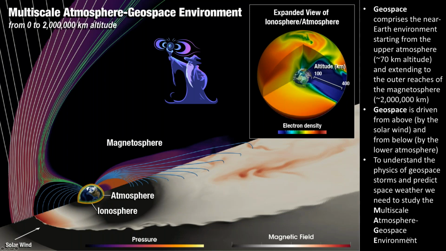Geospace comprises the near-Earth environment that starts at about 70 kilometers altitude, so that's the upper atmosphere, and extends to the outer reaches of the magnetosphere. That's that protective cocoon surrounding the Earth, formed by its magnetic field, and it can extend all the way to about 2 million kilometers. So we're talking about an incredibly large and multi-scale system. And this is the system that you see here. This is the magnetosphere that I told you about. The solar wind would be blowing from left to right here. This is the equatorial plane of the magnetosphere.